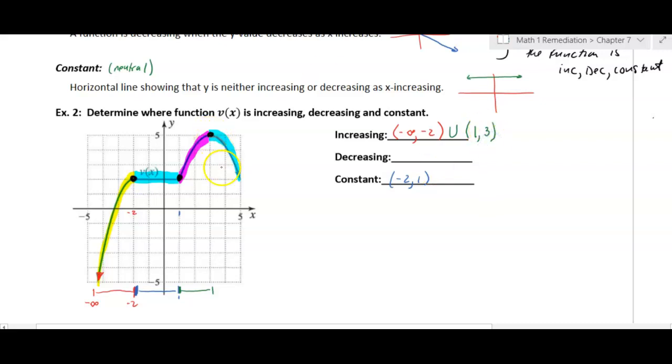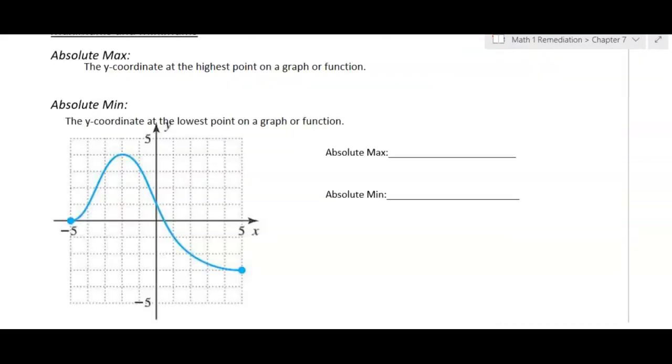And then at that turning point, it starts to go down again. So we say it's decreasing from 3 all the way to, this arrow points to the right forever and ever, infinity. So 3 to infinity is where it's decreasing.